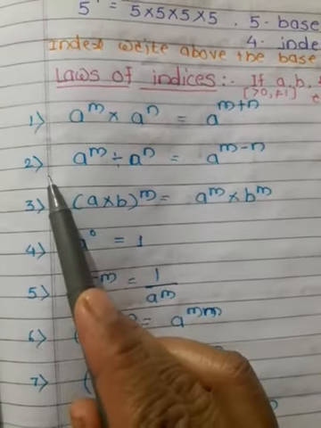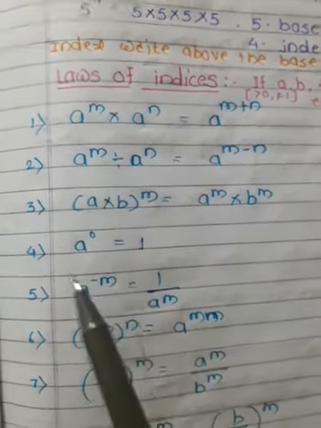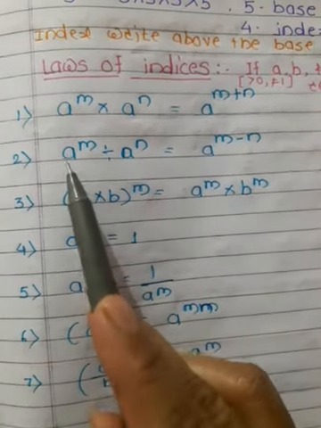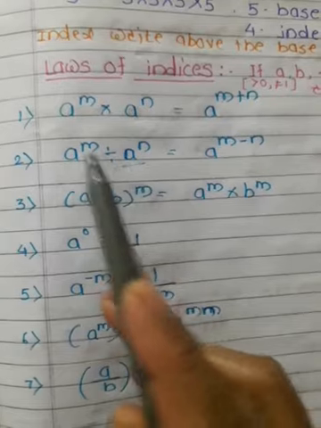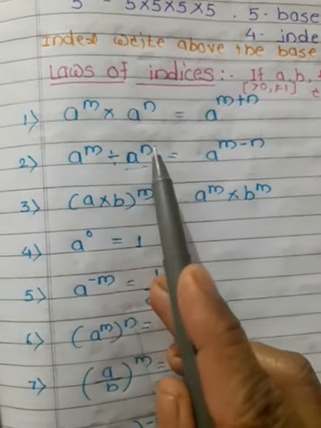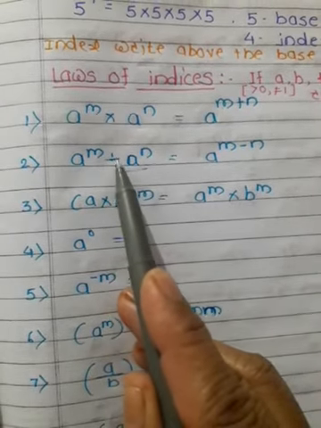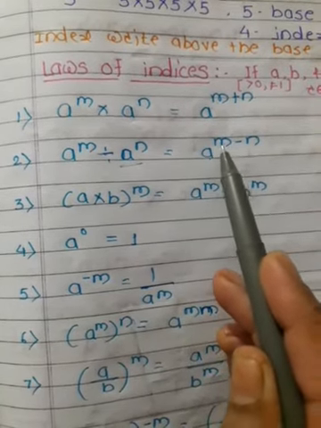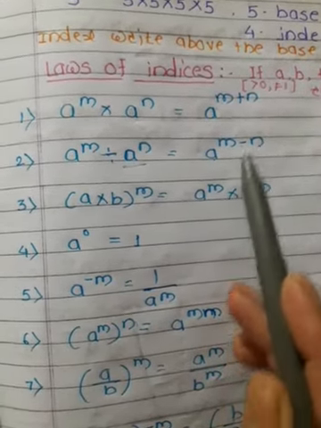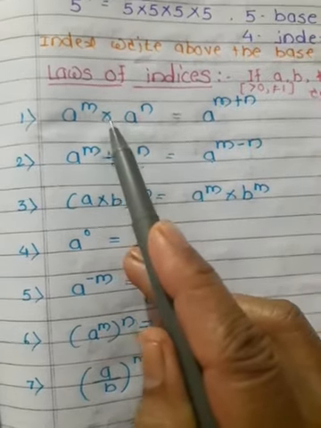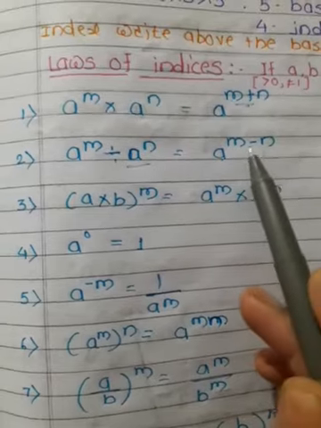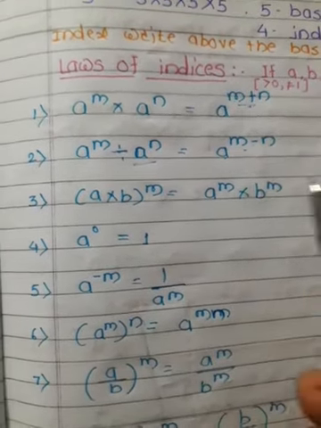Now the second law is based on division. If the two terms have the same base, here the base is A, and the indices are different, and if division is there, then we get A raised to M minus N. Okay, here when multiplication was there, we added the indices; here we subtract them.